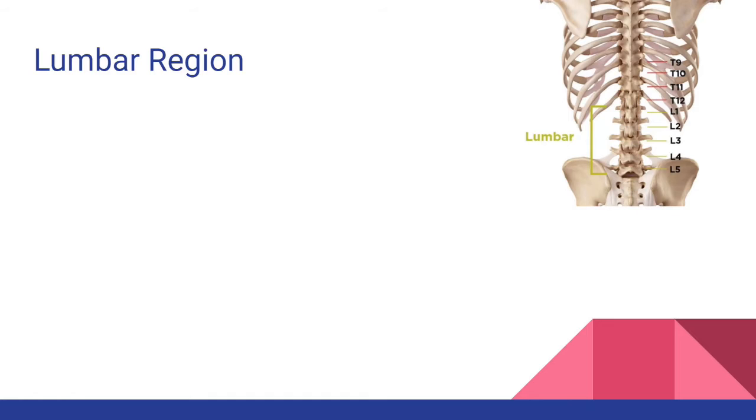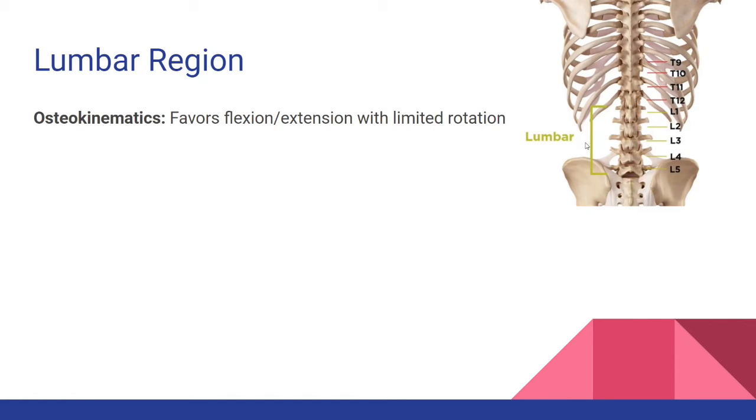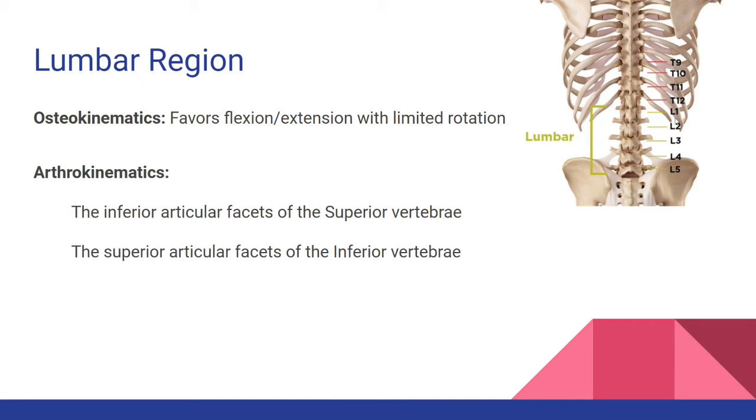The last region is the lumbar region. Whereas the thoracic region favors rotation, the lumbar region favors flexion and extension with limited rotation. This is due to the facets lying in the sagittal plane from L1 to L4. As for the arthrokinematics, same as the thoracic region, the inferior articular facets of the superior vertebrae are articulating with the superior articular facets of the inferior vertebrae.